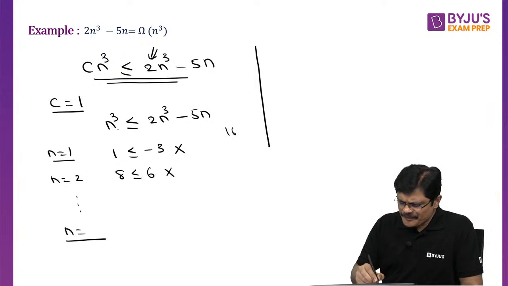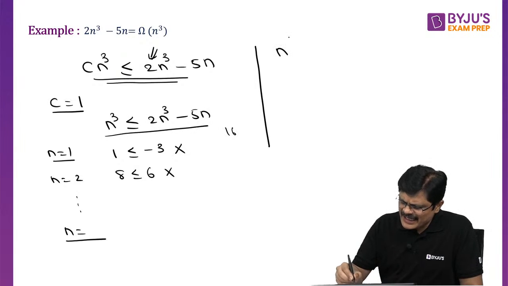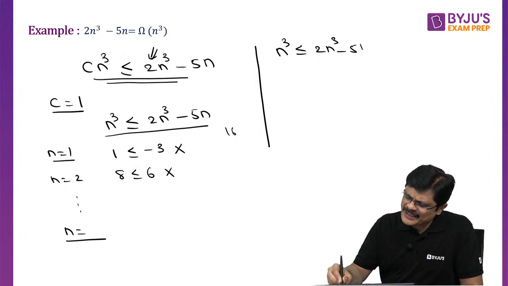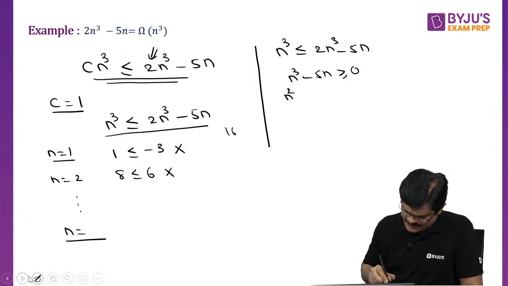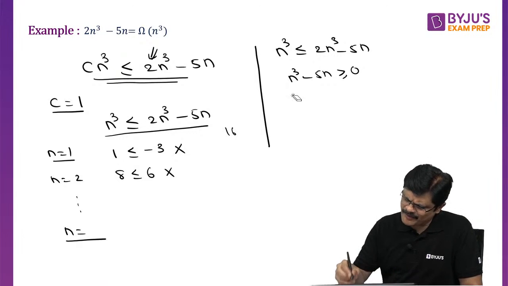Otherwise, what can we do? Take this inequality n cube less than or equal to 2n cube minus 5n. Taking n cube to the other side, you get n cube minus 5n is greater than or equal to 0. Taking n common. Okay, fine. No problem, we'll take that.